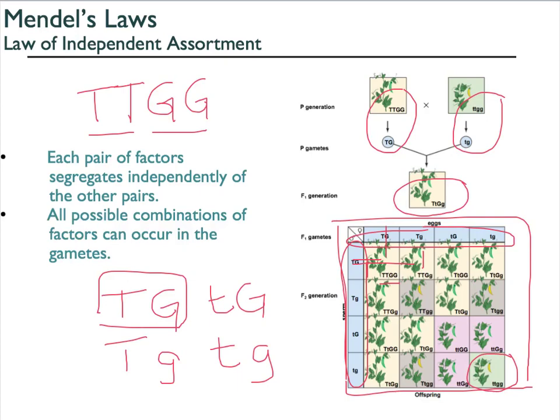If you add up the phenotypic ratios, what you end up seeing is that the ratio will always be 9, the yellow shading, to 3, the gray shading, to 3, the purple shading, to 1, the green shading. This is a classic example of a dihybrid cross where both traits are Mendelian traits, and you always end up with a 9:3:3:1 ratio in the F2 generation.